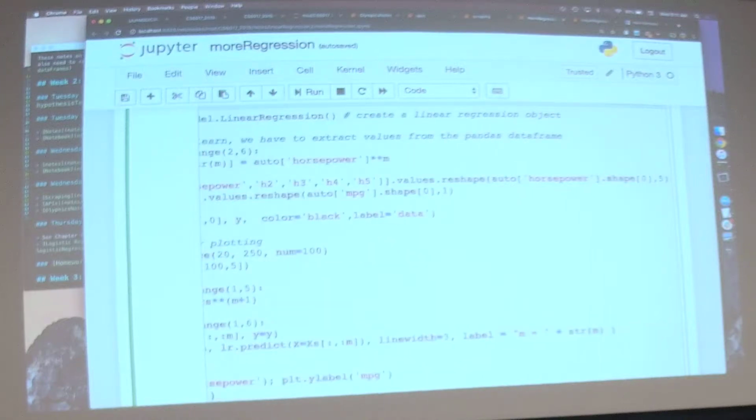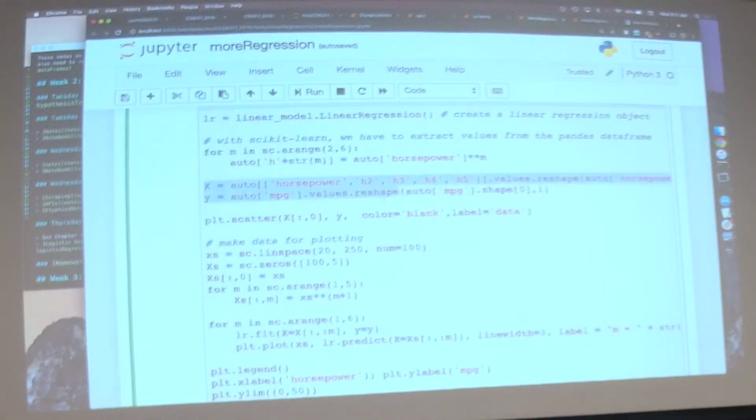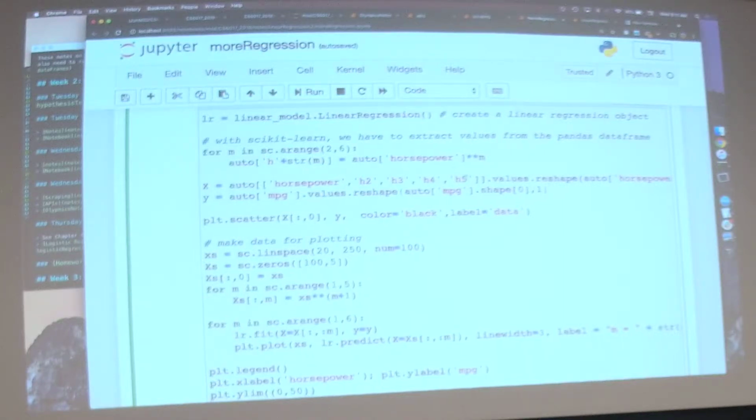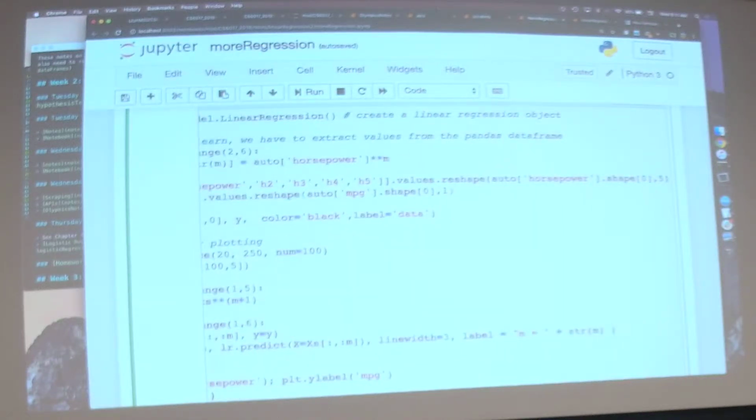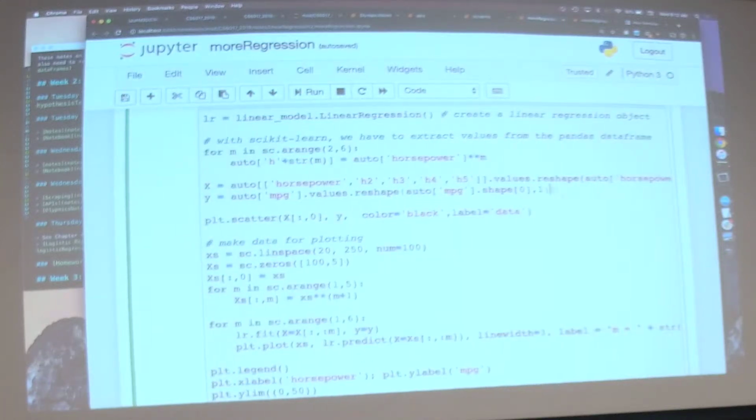And then we take all those inputs, horsepower squared up to the 5th, and stick them in an n by 5 matrix. So we're going to have one column for horsepower, one column for horsepower squared, one for horsepower cubed, and so on. And then our y's are going to be just the MPGs.